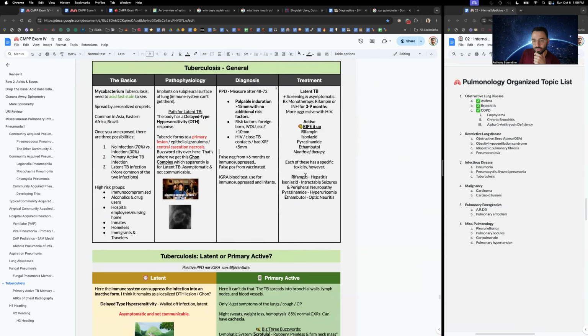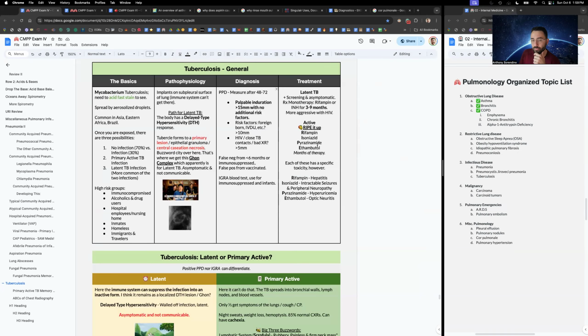You want to know the side effects of these. So it's RIPE: rifampin, isoniazid, pyrazinamide, and ethambutol. Ethambutol, you can look at the O at the end here. So that's for optic neuritis. Rifampin is like riffing over a liver, so that's going to be hepatitis. Isoniazid, think about Star Wars when Darth Vader came out and Luke is like, I, son. And then Darth Vader does force lightning on him. So that's going to be seizures, I believe.